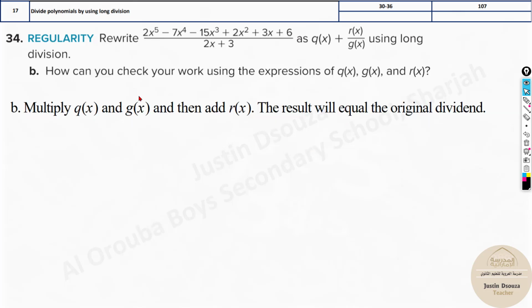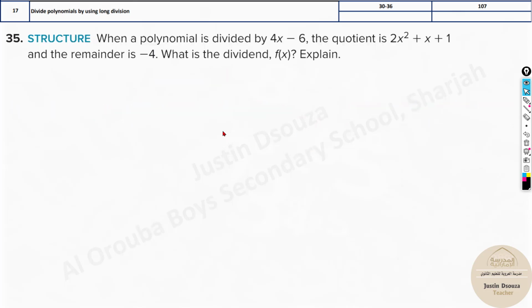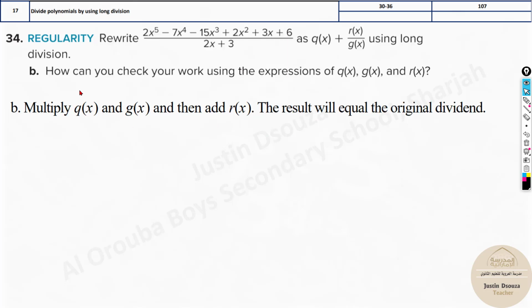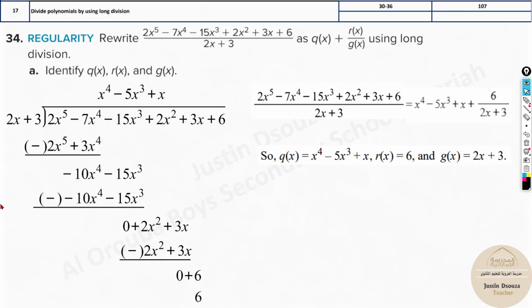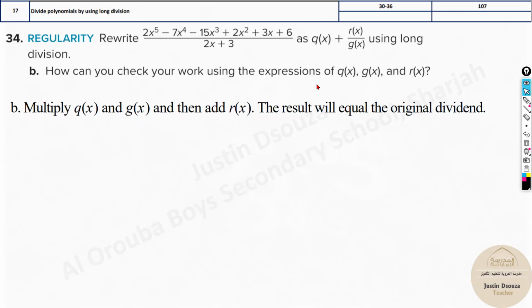And what else over here again? Please make sure, what did they ask? Check your work. So how would you do it? Basically, if you start multiplying all this, you will get the question only, but that's just an onerous task. Most probably they just ask you the divisor. Now we identify this: Q of x is the quotient, R of x is the remainder, G of x is the divisor. That's it.